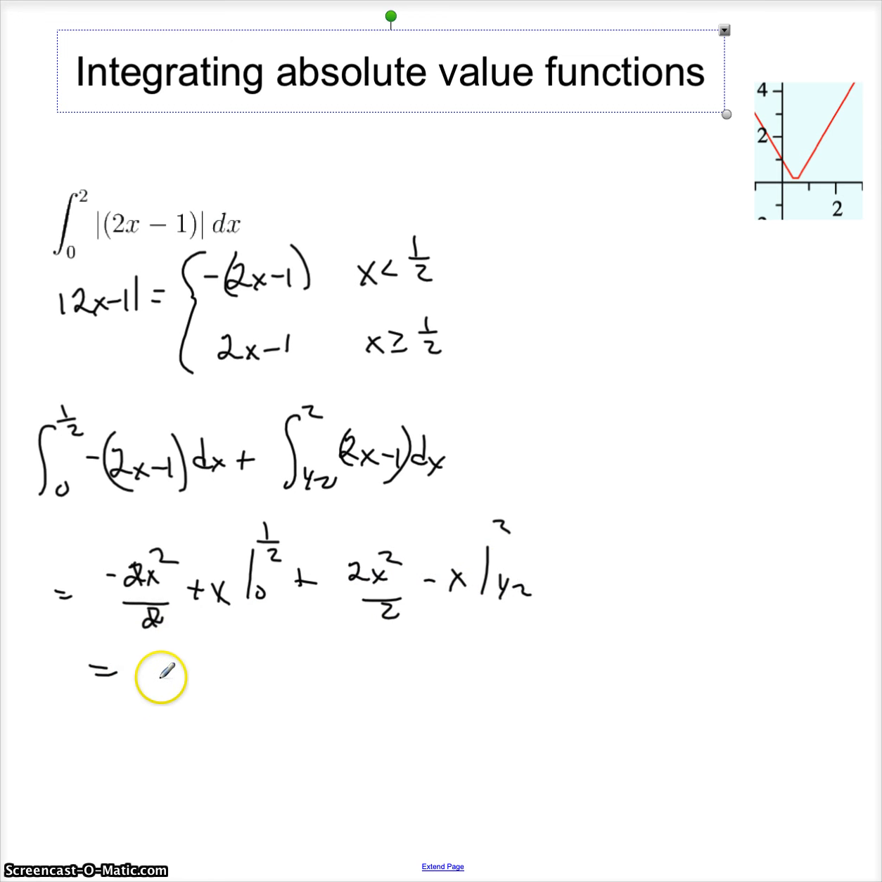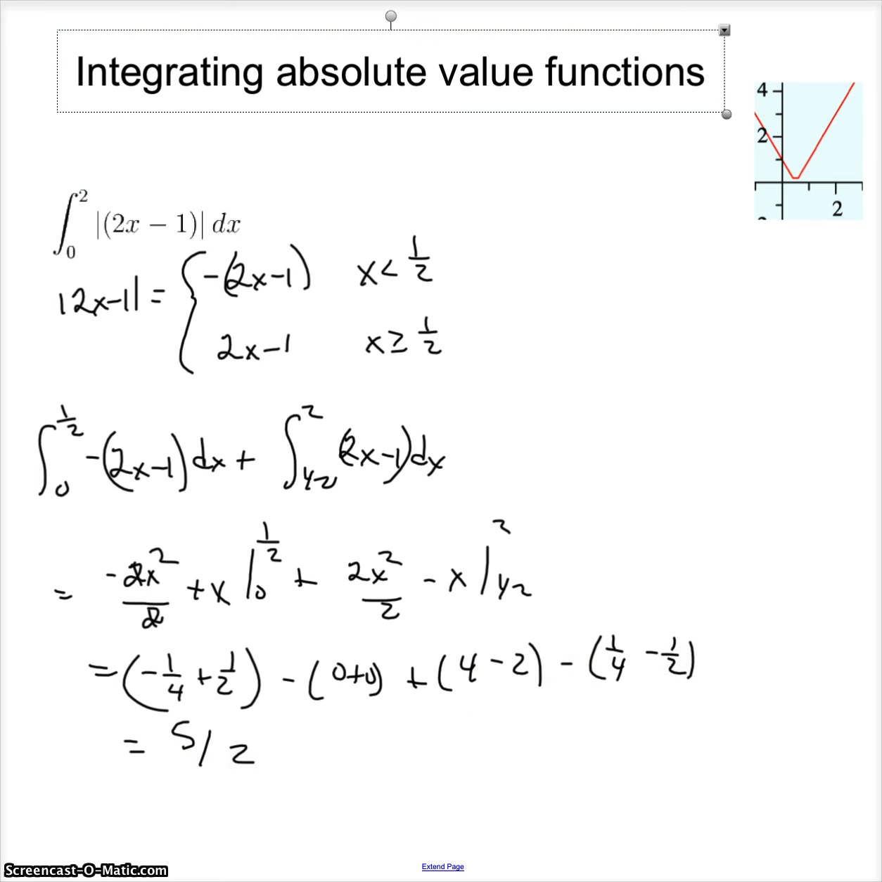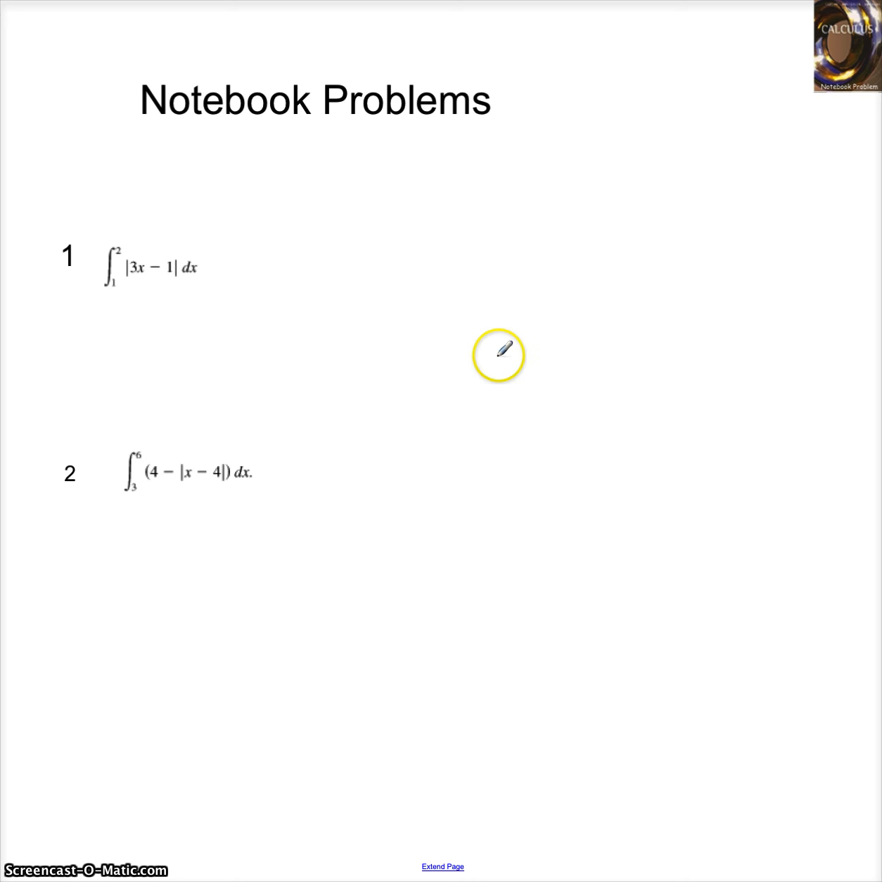So this becomes minus 1/4 plus 1/2 minus 0 plus 0. Go on and put them in. Plus 2 squared is 4, minus 2, minus 1/4 minus 1/2, and your answer is 5/2. Give it a go. See if you can get these. When you're done, turn the video back on.